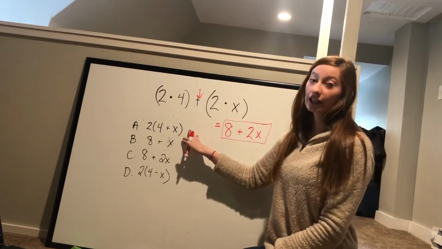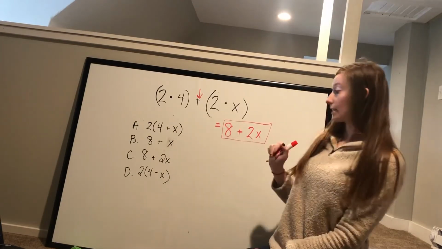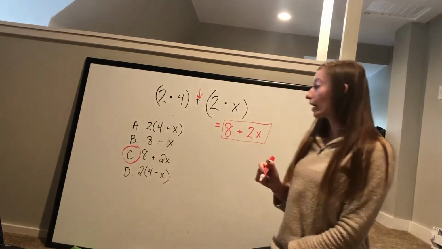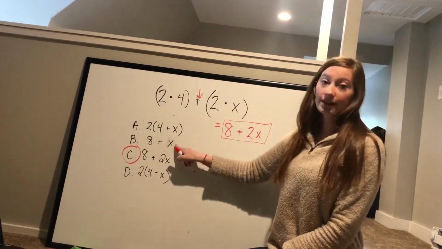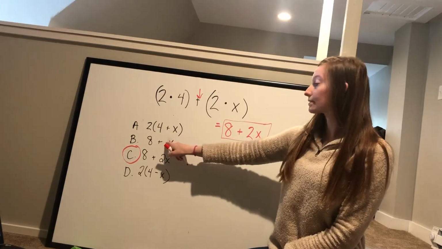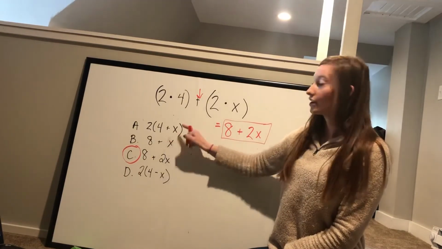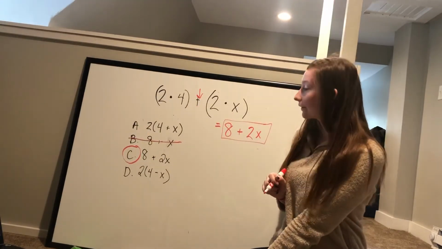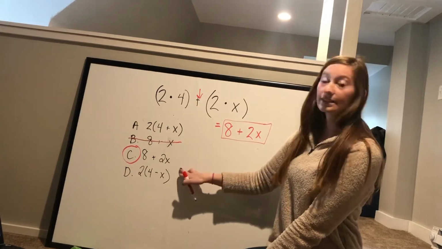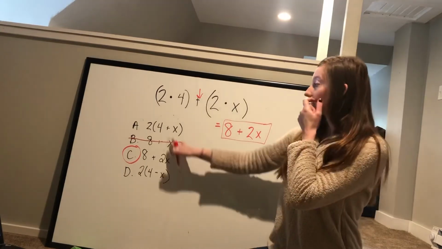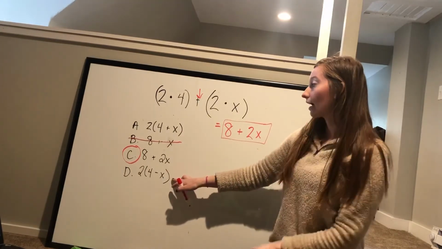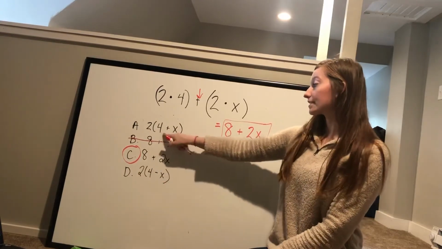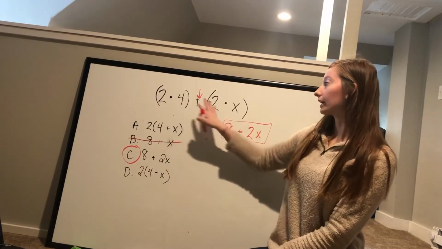Now I can look over here and see if any of them equal the same thing. Which one does? So it's this. I automatically know that B is incorrect because B is missing the coefficient in front of the x. So that is not one of our answers. Now I need to figure out which one of these is correct. Since these are using the distributive property, I want to distribute my 2 to everything in the parentheses so I can figure out which one equals this.